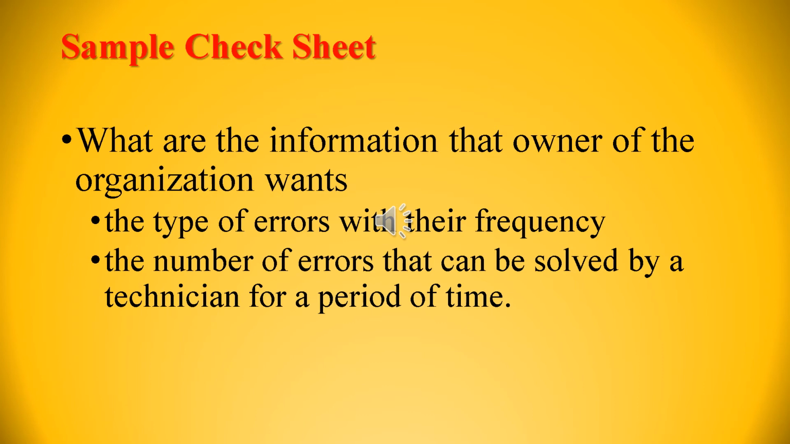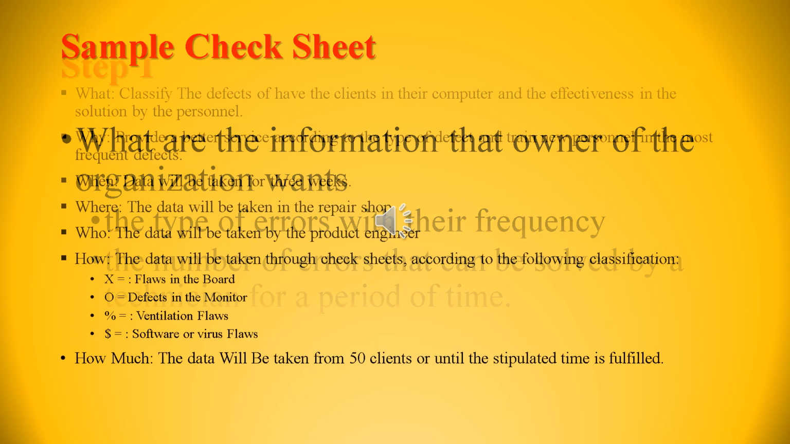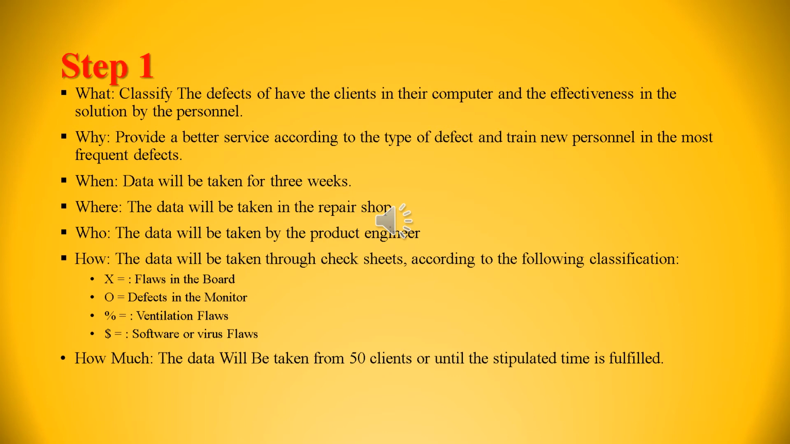Type of information. First one is the type of error with their frequency. Second one, the number of errors that can be solved by a technician for a given period of time. Prepare the check sheet yourself. Then after that, you can compare with step number one.